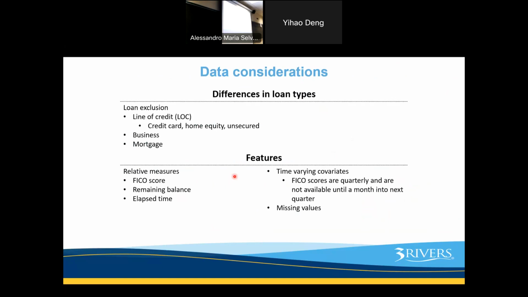As I mentioned earlier, we're also using time varying covariates. FICO score is one of those, and we get that quarterly. But it won't be available until the first month of the following quarter. So the original plan was to have this predict out to the next quarter. But since we won't have FICO scores available until we're within that quarter, we made it predict out 2 quarters. And then finally, missing values. I have a slide there, and we'll discuss what we did with the missing values.